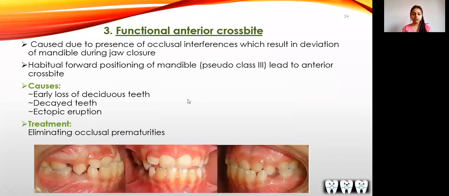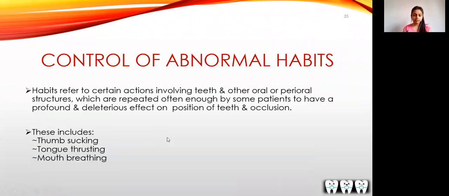Now let's talk about the functional anterior crossbite. It is caused due to the presence of occlusal interferences which result in deviation of the mandible during jaw closure. It can be appreciated in pseudo class 3 malocclusion, in which there are occlusal interferences which force the mandible into a more forward position to gain maximum intercuspation, which results in the functional anterior crossbite. The causes for the different occlusal interferences can be early loss of deciduous teeth, decayed teeth, or ectopic eruption. The treatment includes elimination of those occlusal prematurities.